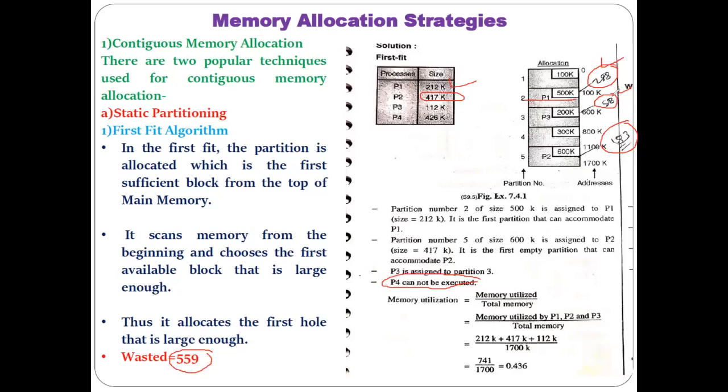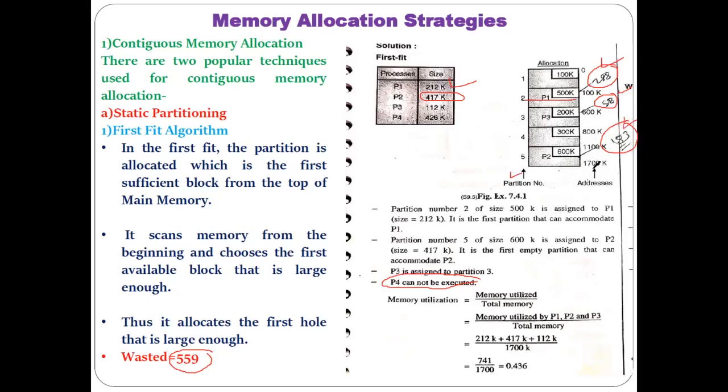What is the unused memory here in case of partition 3? It is more than 88K. Understood? So the same is the case in partition number 5 also, where 183K is unused memory.